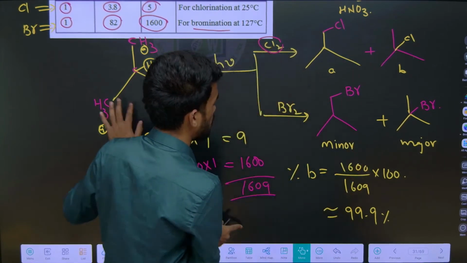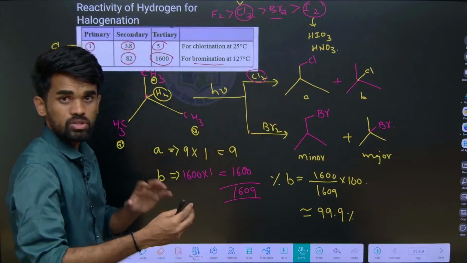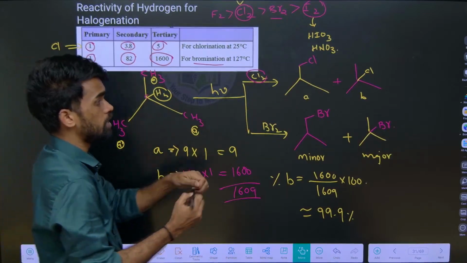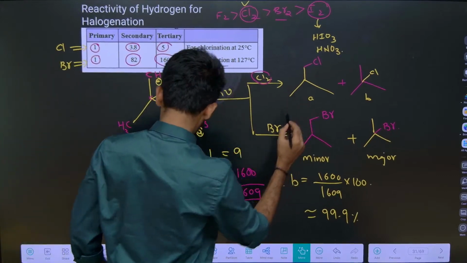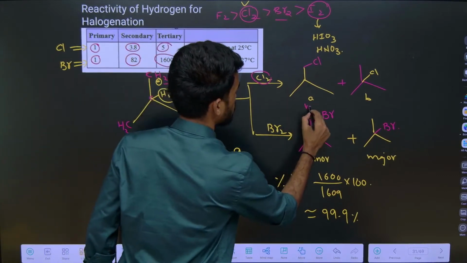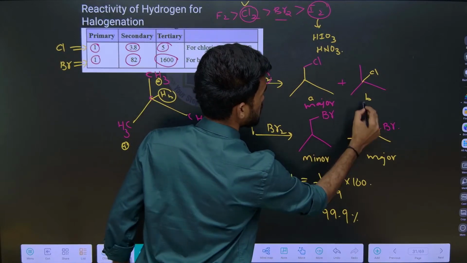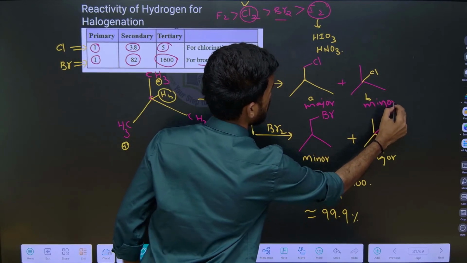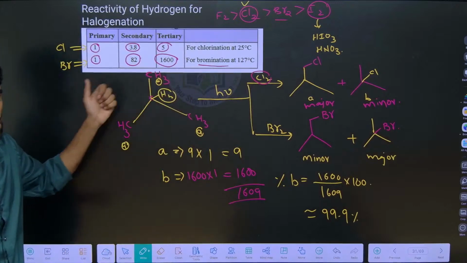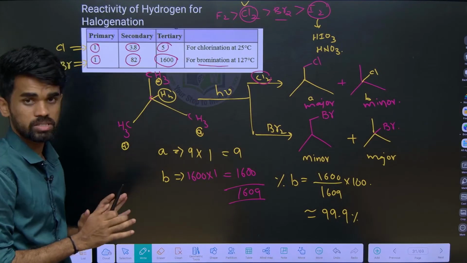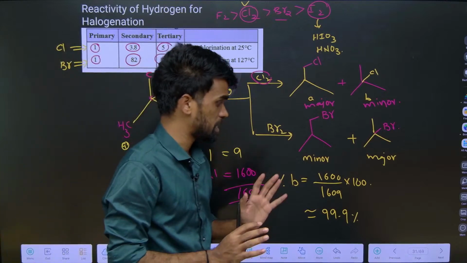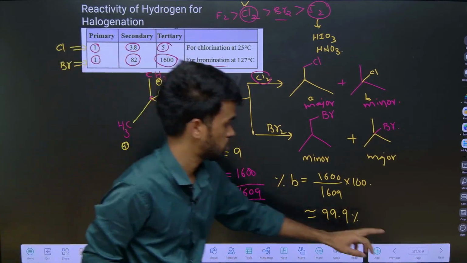Similarly, if you calculate for chlorination, you will get different values. In the chlorination case, this will be major, this will be major, this will be major, and this will be minor. So you can try by using this. Okay, so this is the discussion on free radical substitution reactions. I hope it is clear. If there is any doubt, you can ask me in the comment box.